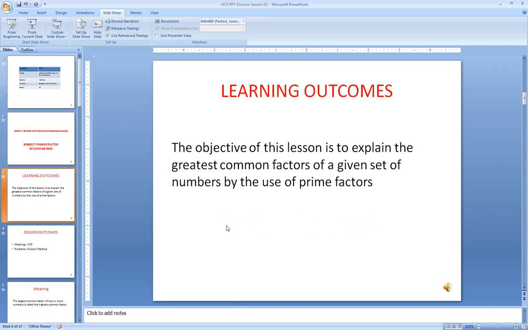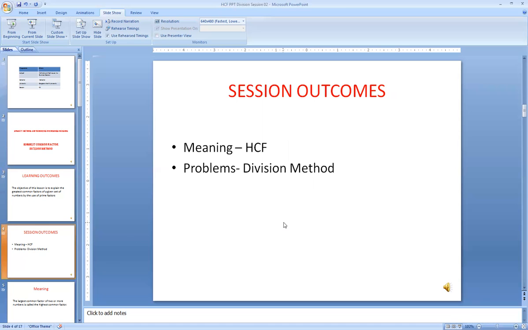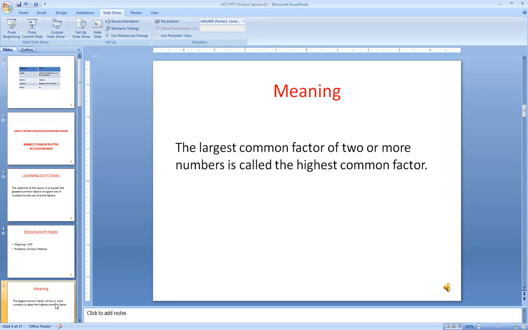So, what is the learning outcome of this session? The objective of this lesson is to explain the greatest common factor of a given set of numbers by the use of prime factors. And the session outcome is that we are going to understand the meaning of HCF as well as the problems relating to the division method.